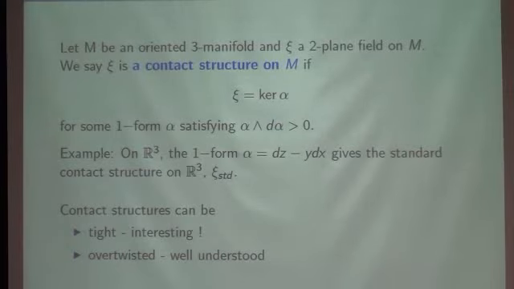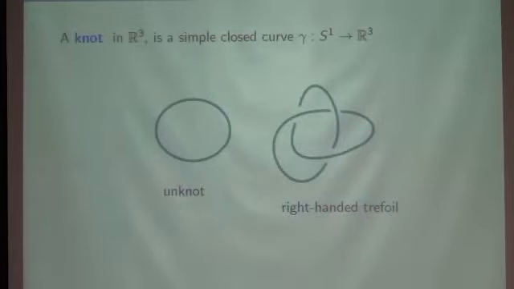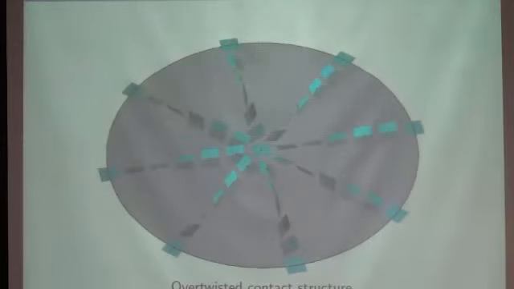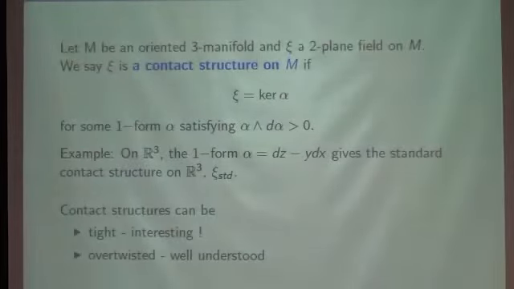And the example that we'll be working with is the 1-form alpha equals dz minus y dx. This is the standard contact structure on R3.